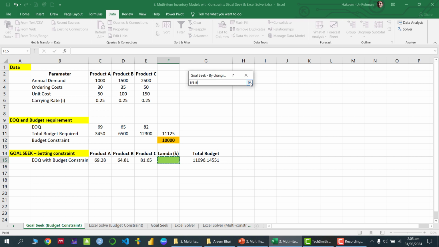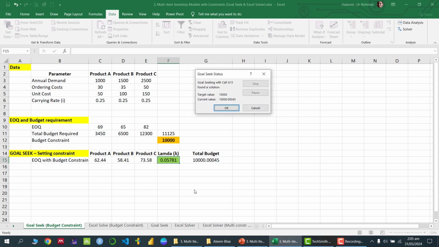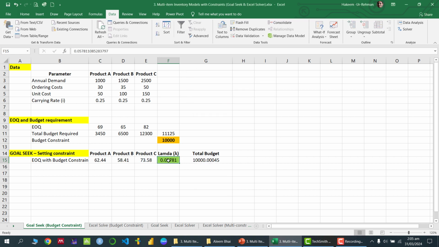If we press OK, with the help of Goal Seek, as you can see, we are able to find the lambda, and the total budget is almost 10,000, which is equal to this one. So instead of giving the order equal to this one, we should give the order of product A 62 point this, product B, and product C. If you can see, now it's fractional, but you can round off like over here.